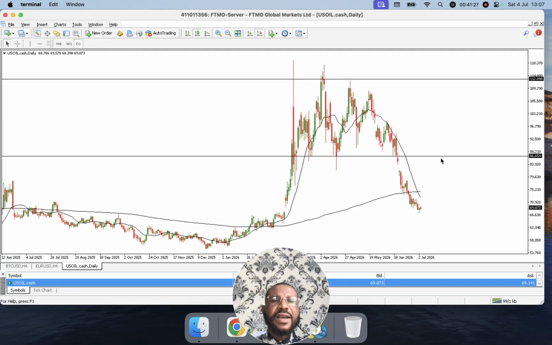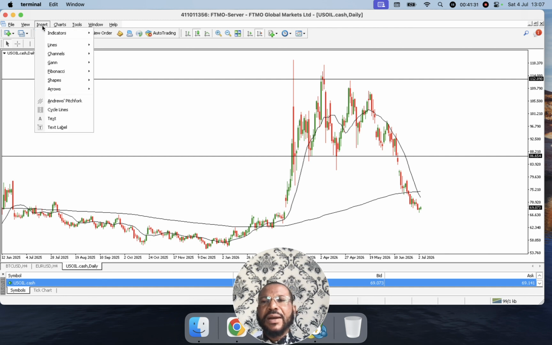Now it has given us a direction, the bias now is to the downside. So with this, in the coming days, what I'll be waiting for on the US oil is to see a pullback. I want price to pull back to this area.